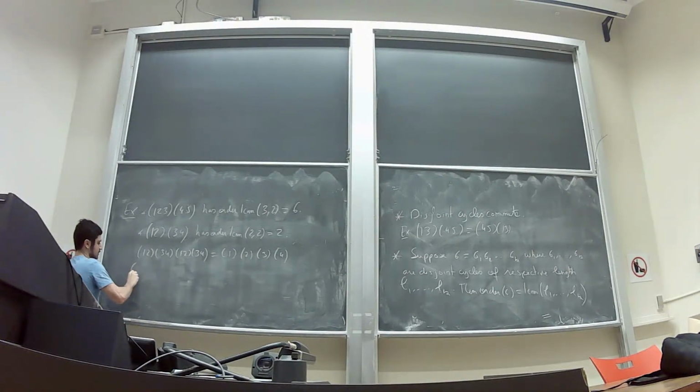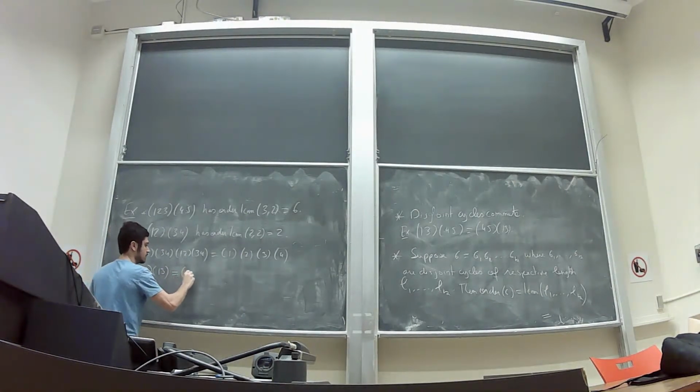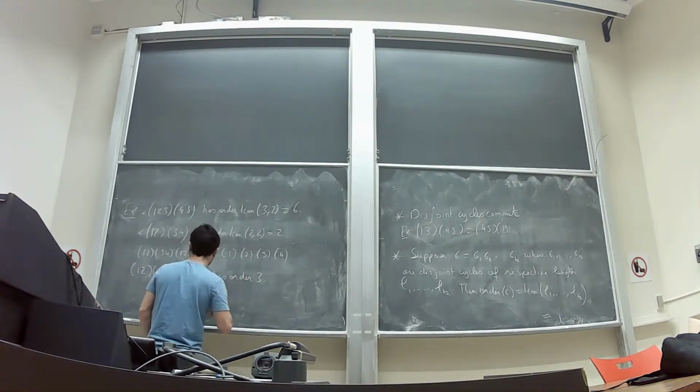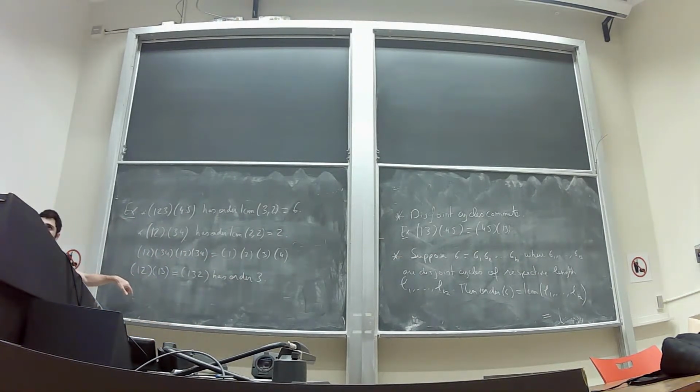This doesn't hold. If you take (1 2)(1 3), it doesn't have order 2 because the cycles are not disjoint. This is just (1 3 2), which is order 3. So pay attention, the cycles are not disjoint. This one.